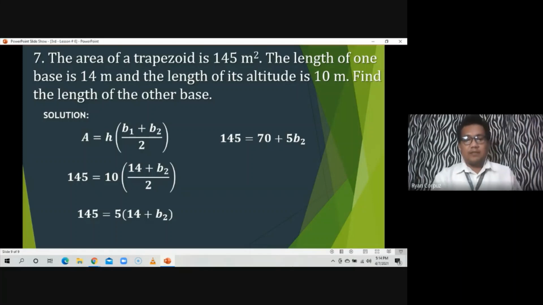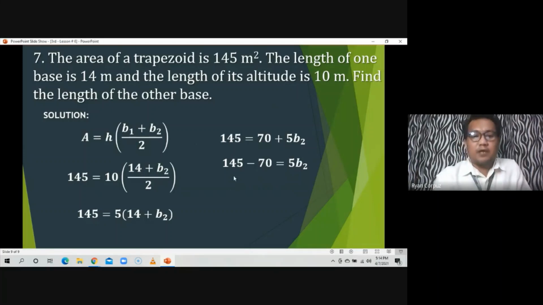Then, pwede natin combine similar terms by moving 70 to the left side of the equation or pwede na agad natin siyang i-rearrange na nasa left side yung b sub 2. Or pwedeng hindi pa muna. So, move lang natin 70 to the left side. That would be 145 minus 70. So, that would be equal to 75. So, in-arrange na natin siya to the right form. So, 145 minus 70 would be equal to 75. Then, it will equal 5 b sub 2.